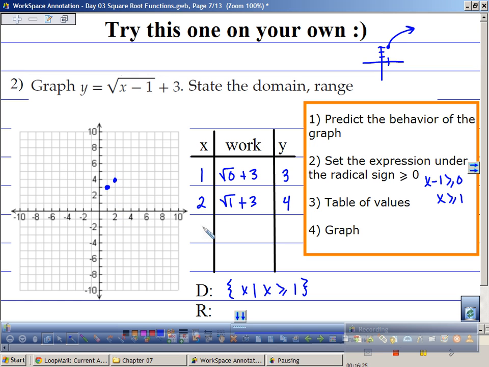What would be the next number you'd put in? 4. Nope. 5. Why 5? Because 5 minus 1 is 4, and the square root of 4 is 2. 2 plus 3 is 5. No, the next one we would pick would be 10. Right? Because 10 minus 1 is 9. The square root of 9 plus 3 is 6.